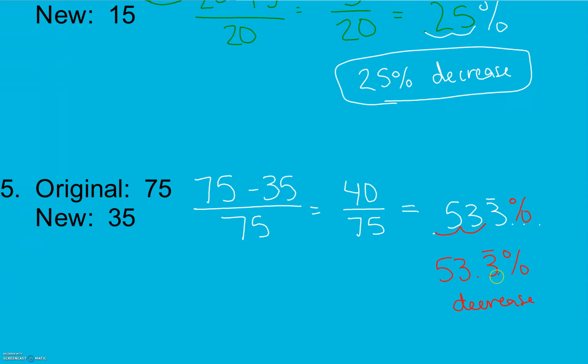Make sure we have that 0.3 repeating. We want it to be the exact amount. So 53.3 repeating percent. Also, don't put your repeating bar over your 3, put it after your decimal so that we can see that it's our decimal that repeats, not our ones digit, which I know are the same number. But to make sure it's in the right place, we put it in our decimal place, and then our decimal continues.